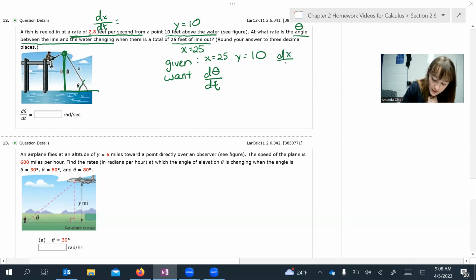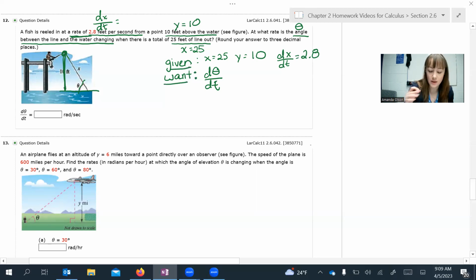So when you see that rate of change in calculus, you can think of that being a derivative. If you have a rate of change of any sort, that's usually going to be the derivative with respect to time. So we know that this is 2.8. And again, I'm just going to omit the units of measure for simplicity. Okay, so we know what we want, we know what we're given.